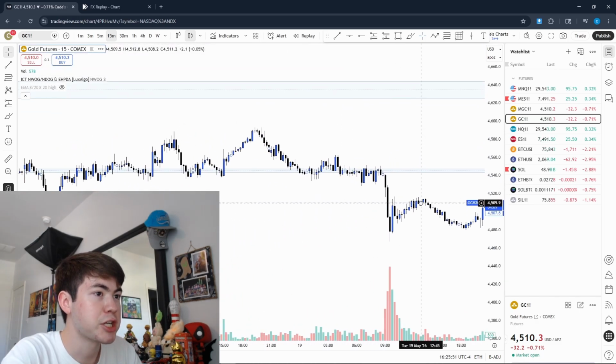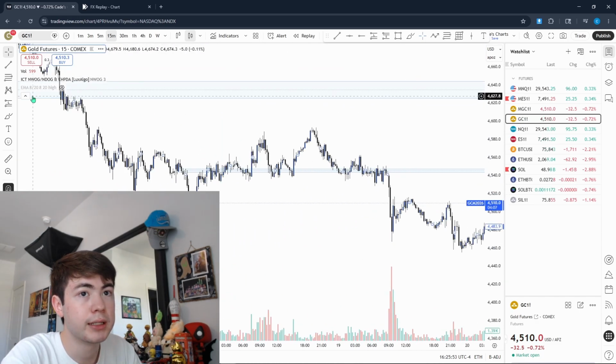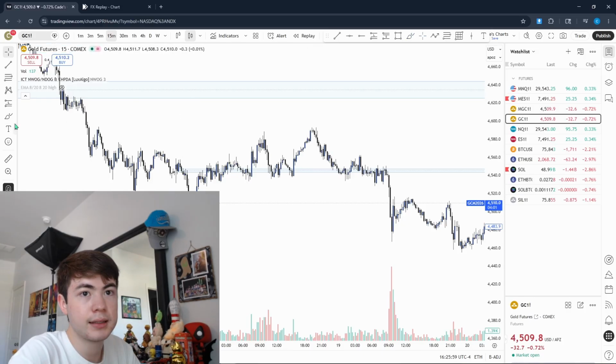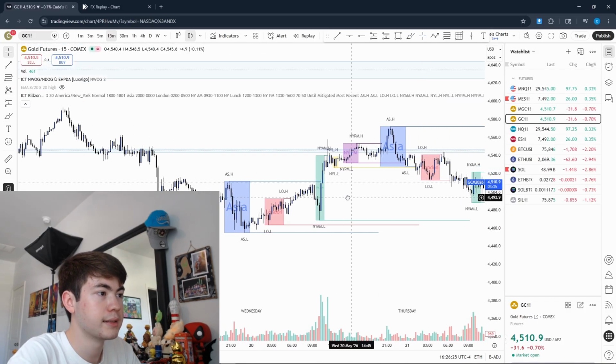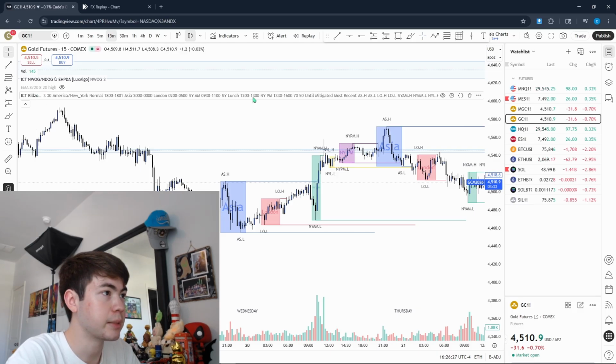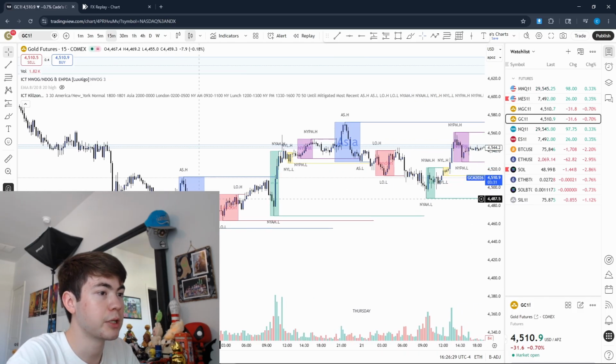So to get into how to actually find these setups, what you're going to want to do is just get a simple indicator that's going to tell you when each session opens. You don't have to have an indicator, but it's a lot easier when you have something that is telling you. So I just added this ICT kill zones and pivots indicator. You can see it just tells you when each session starts.